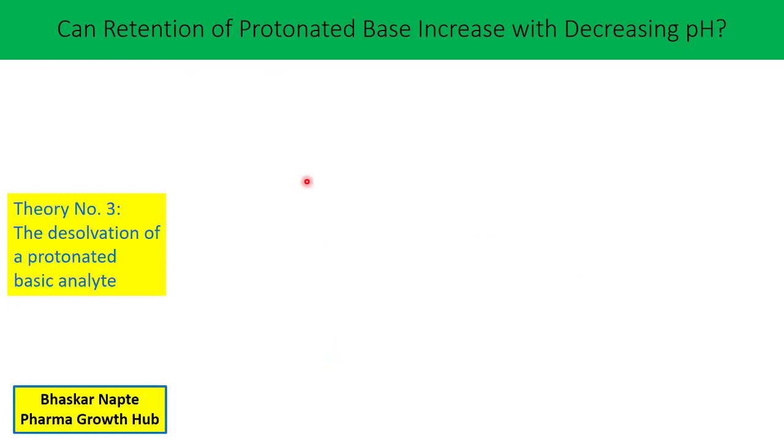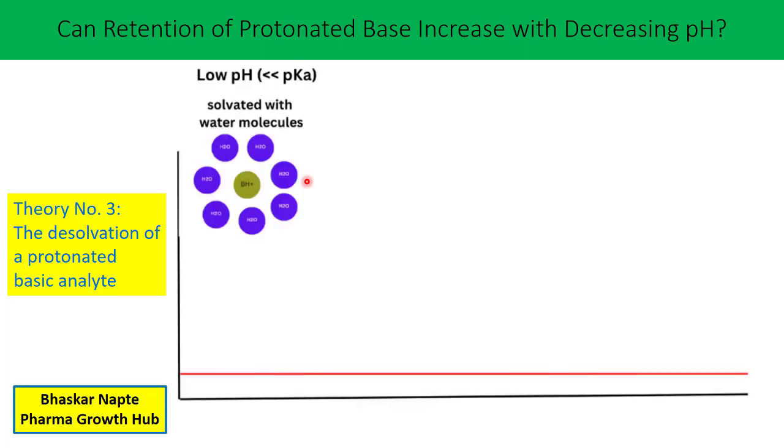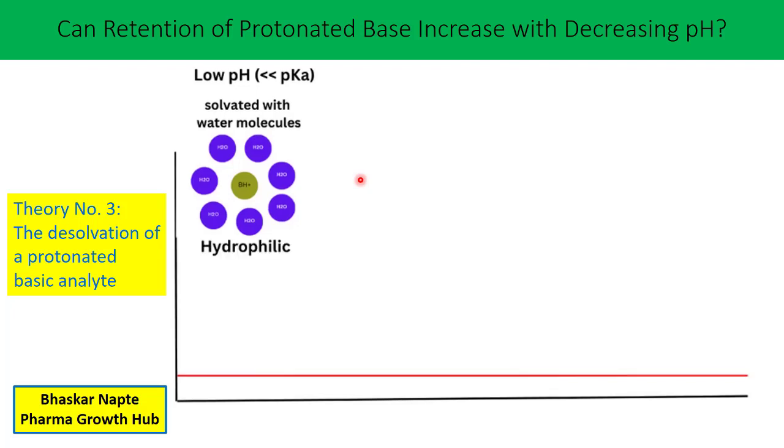Theory number 3, the dissolvation of protonated basic analyte. So how does this theory work to retain our protonated base, let us understand. The protonated base BH plus is represented here at the center, and it is surrounded by water molecules as it is solvated in the presence of water molecules. Now such a condition makes the protonated base hydrophilic, and as it is hydrophilic or more polar, it is going to have a very poor retention time in RPLC.